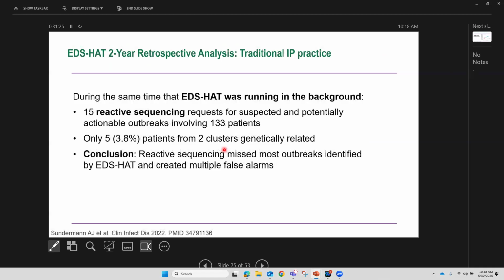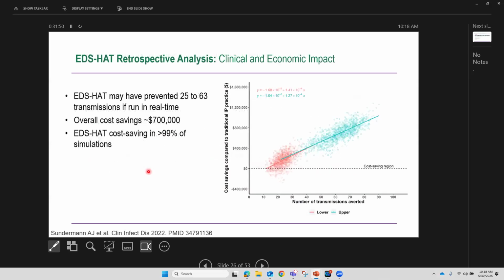What did traditional IP practice show? During that same time period, we got 15 requests for reactive sequencing involving 133 patients. Only 5 patients from 2 clusters were actually genetically related. So most of these suspected outbreaks were just false alarms. With reactive sequencing, most outbreaks were identified by EDSAT, and reactive sequencing created multiple false alarms.